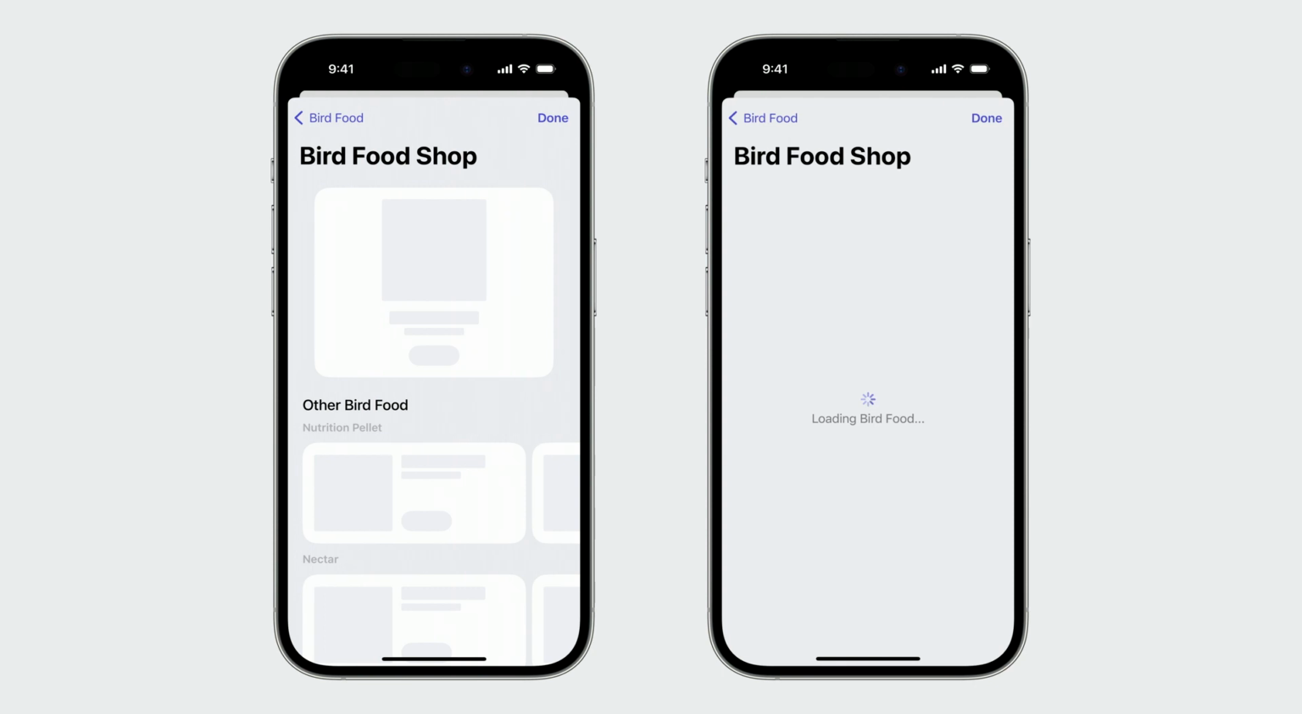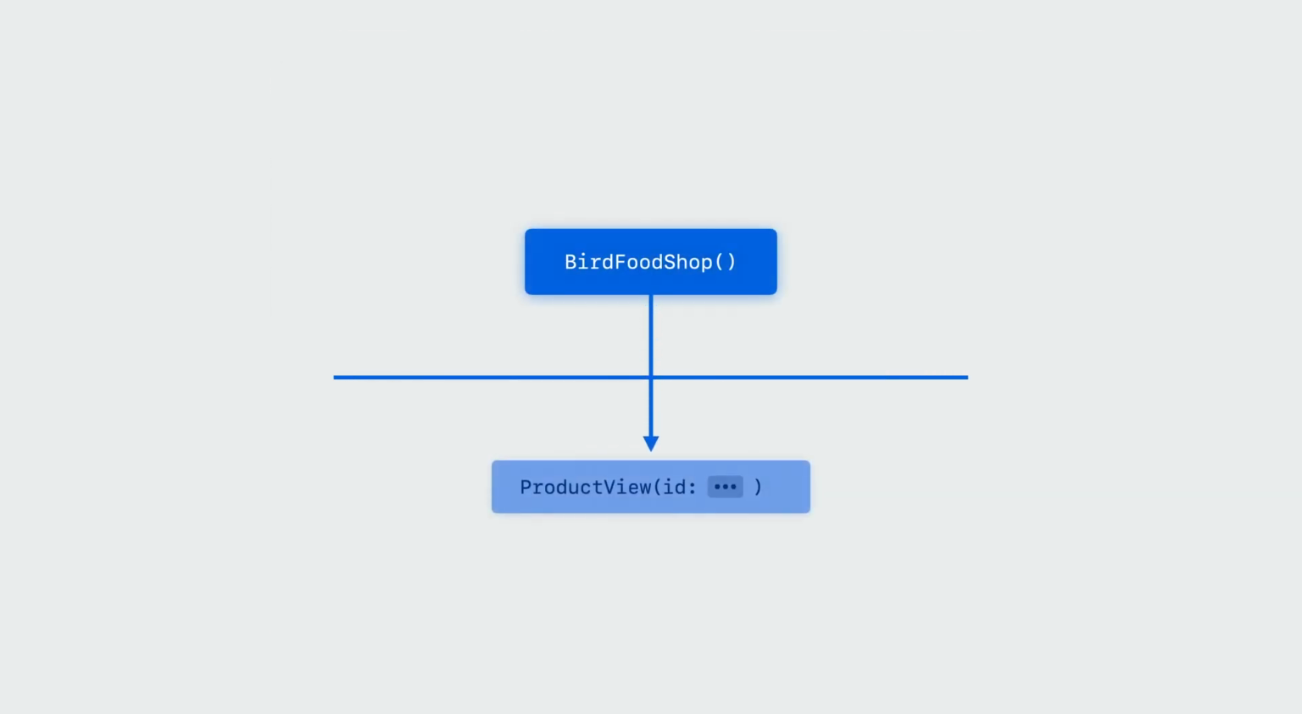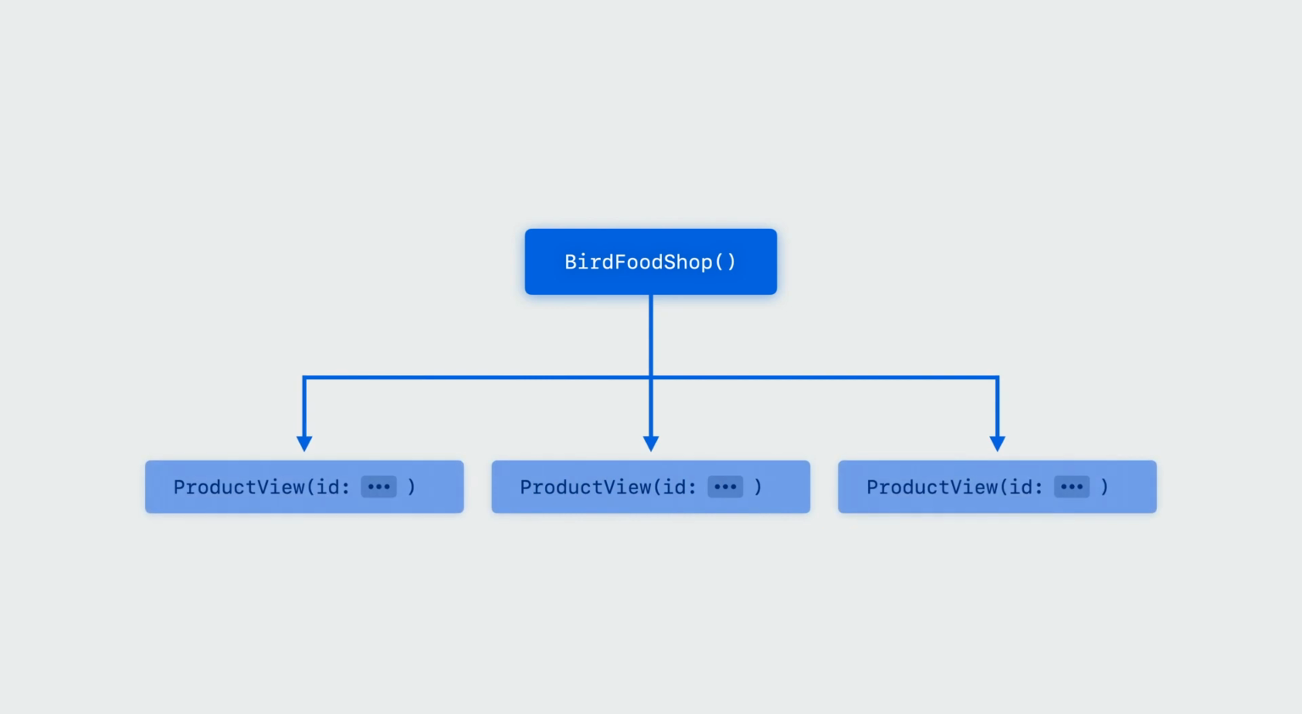While loading, the UI we built for the bird food shop shows placeholder shapes for each product. But what if we want an appearance like this loading spinner on the right? The solution to this problem is to lift up state. Let me explain what I mean here. This diagram represents the hierarchy of the bird food shop we built earlier. The bird food shop has several product view descendants.